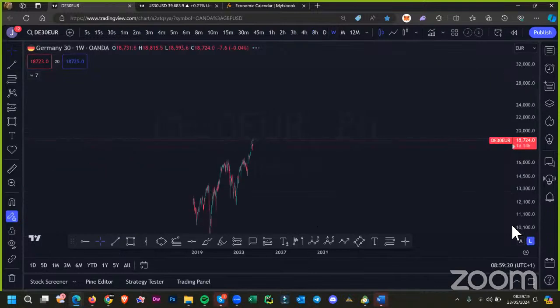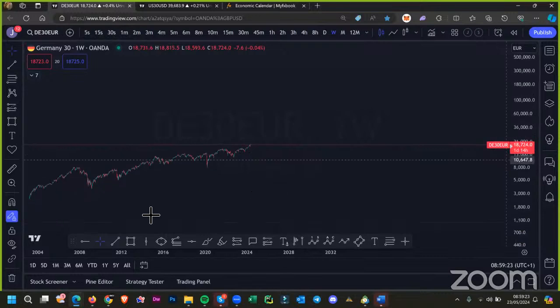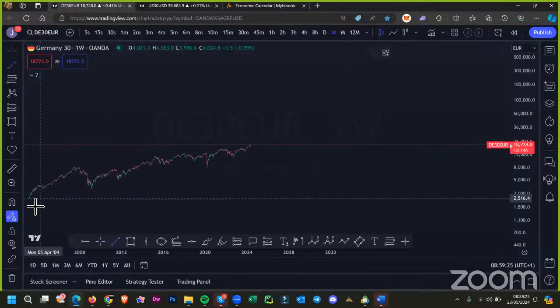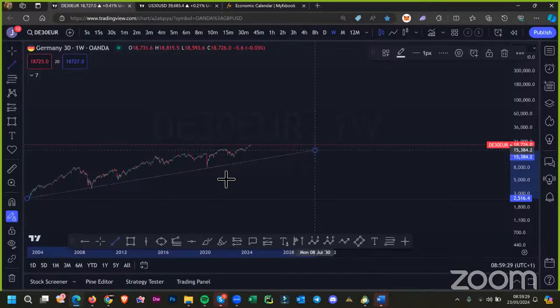I don't think I can mark it all up in less than a minute, but we're racing now because in 40 seconds, there's some news coming out. It'll be interesting to see if we have some sort of reaction. This is the JER 30, or known as the DAX.